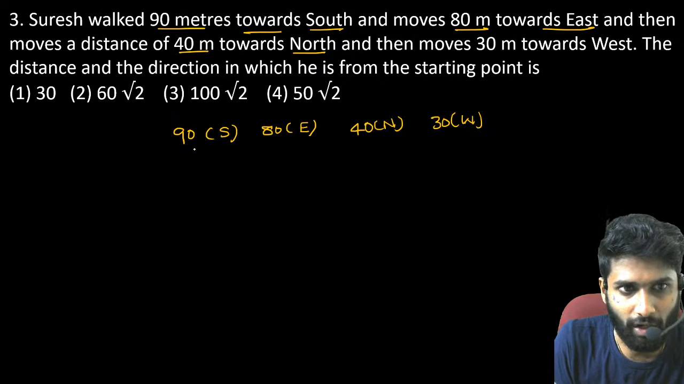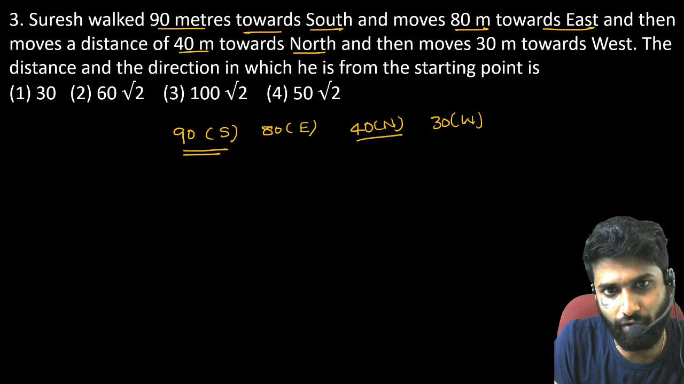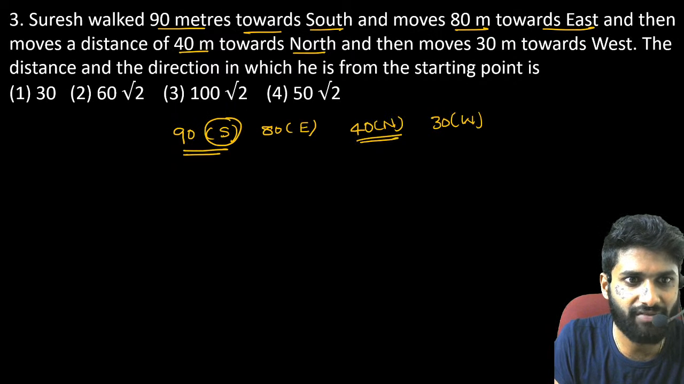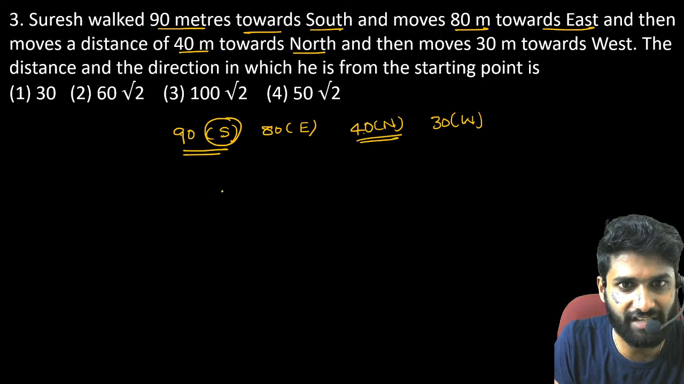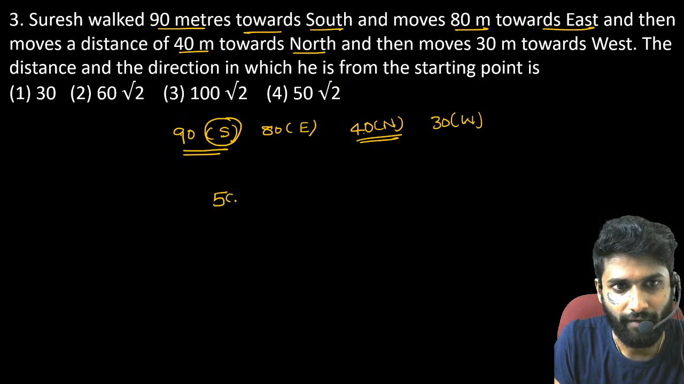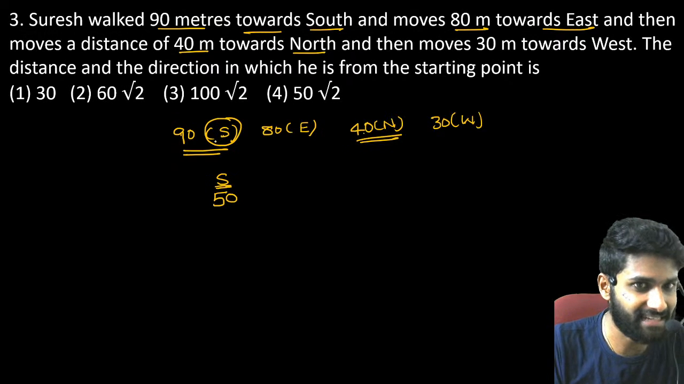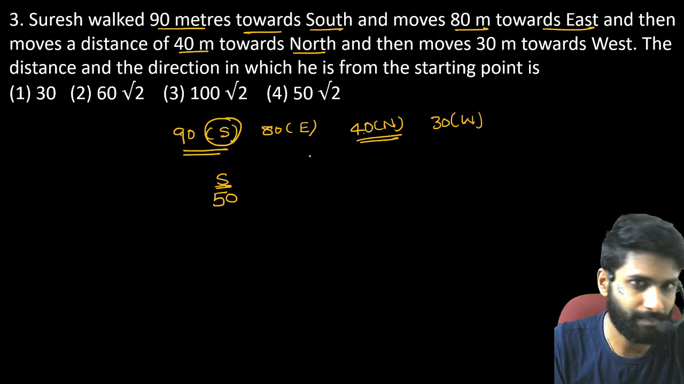Now see that. If we see 90 south and 40 north, south and north are opposite values and south is the highest value. So simply subtract 90 minus 40. The value becomes exactly 50, that is equal to south. South is the highest value, so you can consider it as south. Now, see.